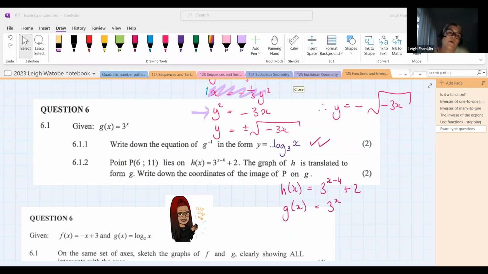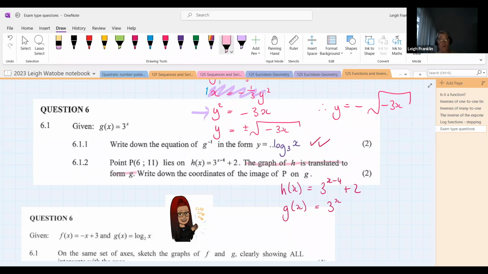You guys are going the wrong way here. Okay, remember we are going from H to G. From H to G. So H is our starting point and G is our ending point. Okay, so be very, very careful. Read carefully, guys. Because they say to here, the graph of H is translated to form G.